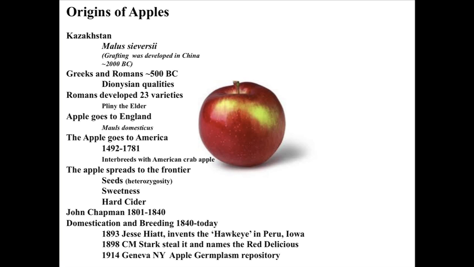So through the early 1800s until today, domestication and selection of new varieties are developed and propagated through the clonal selection of grafting. In 1893, a guy named Jesse Hyatt discovered a sapling growing on his farm in Peru, Iowa. And he would mow this thing down. He would mow it and try to get rid of it. This damn apple tree kept growing back. And one day he just said, well, I'm just going to let it grow then.